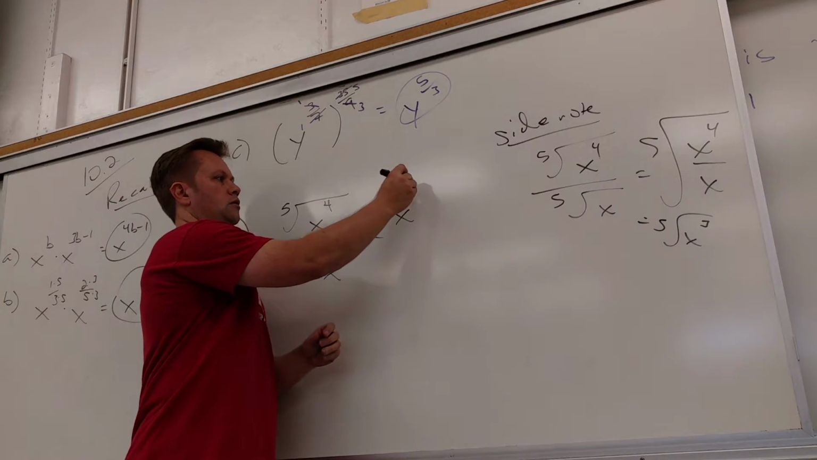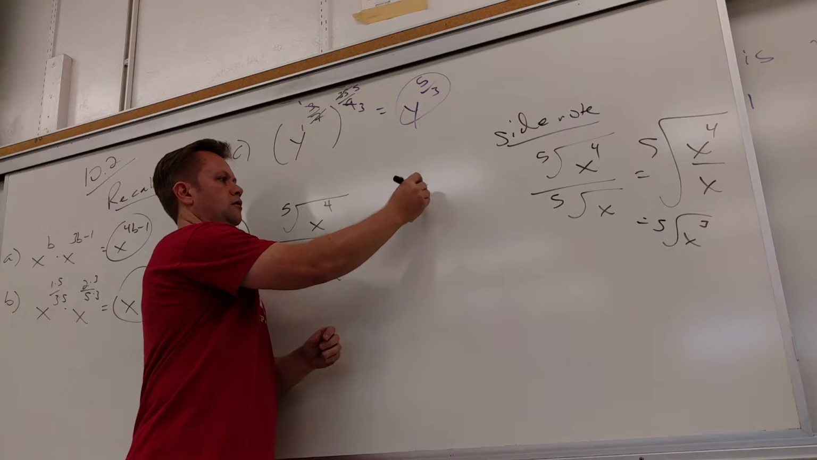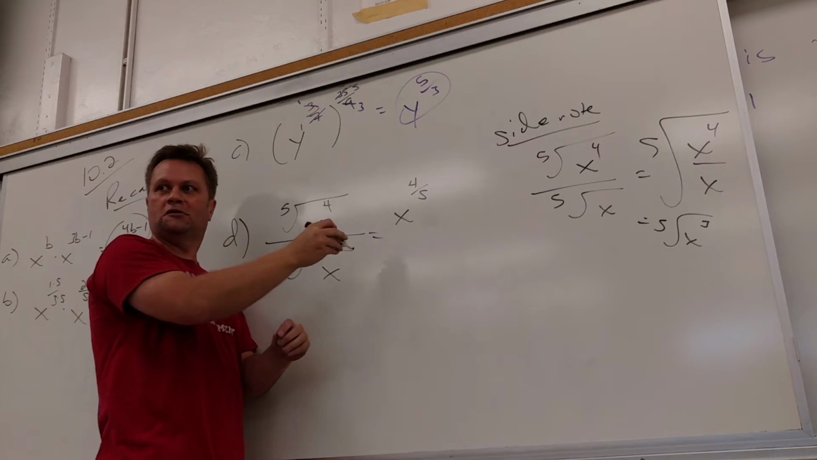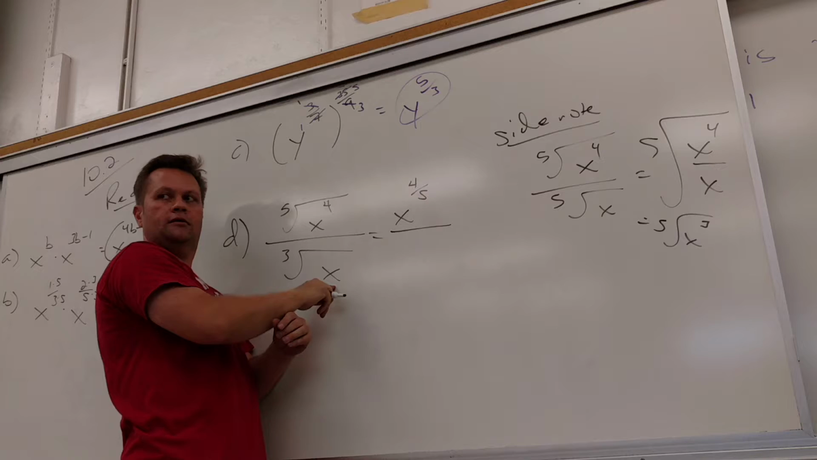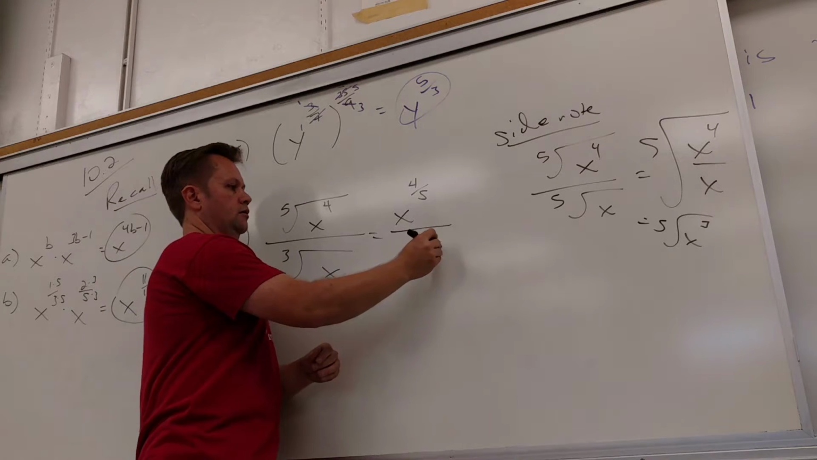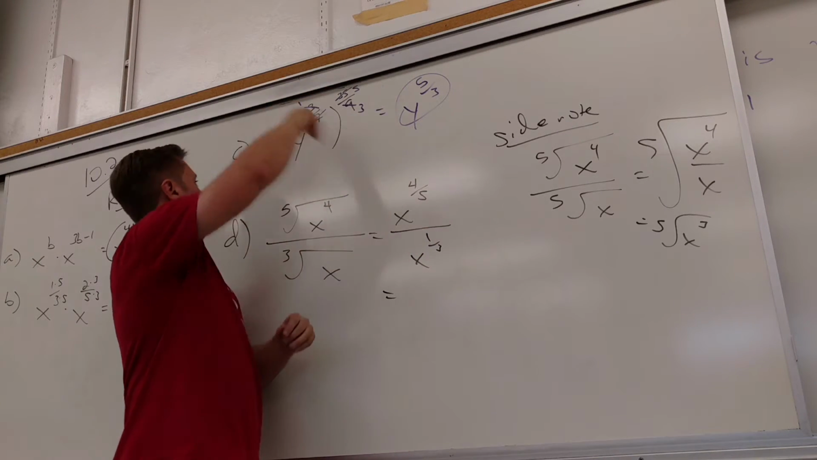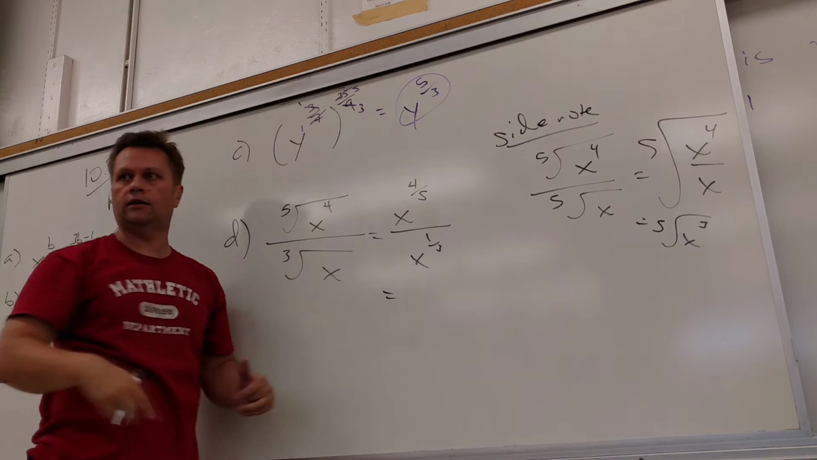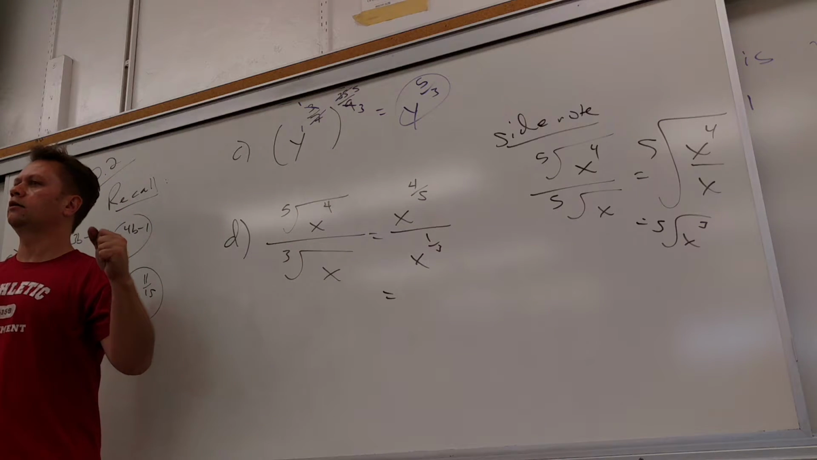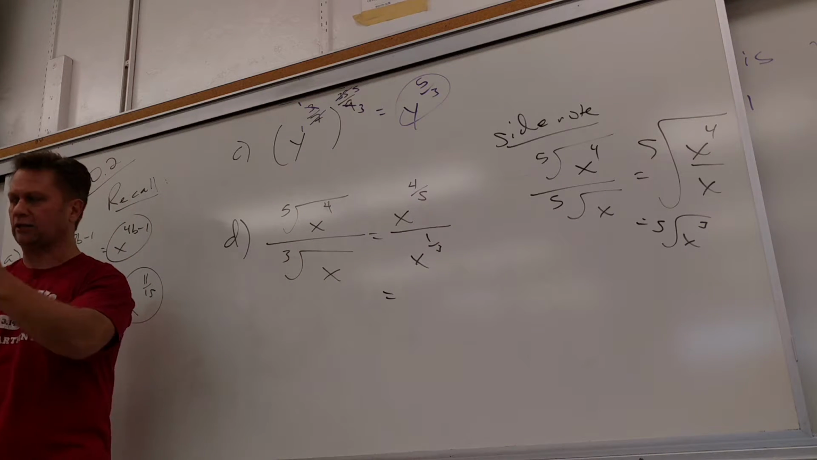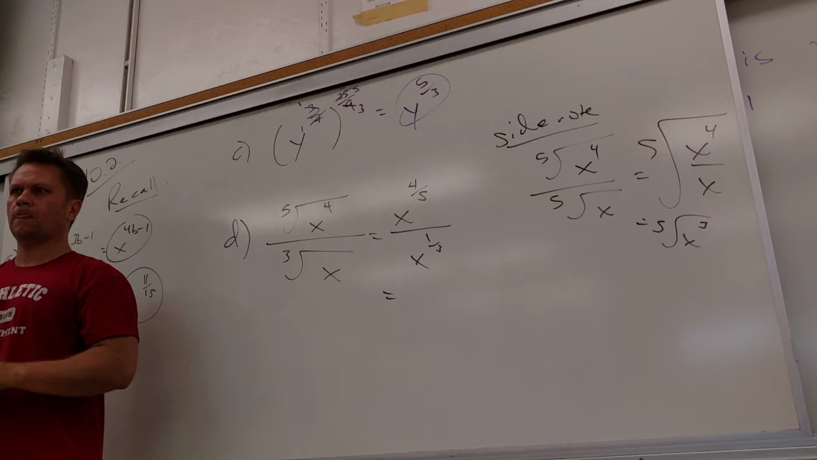6 to the 5/4. Roots on the bottom. X to the 1/3. Good. And now that looks sort of like this, or like that. I just need to get the LCD, and then I can do what with them? Subtraction. Subtracting, because it's division. I like it. Now this is kind of cool.